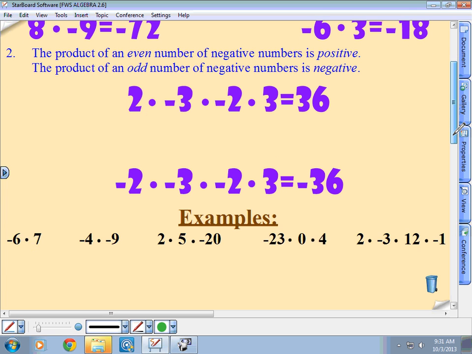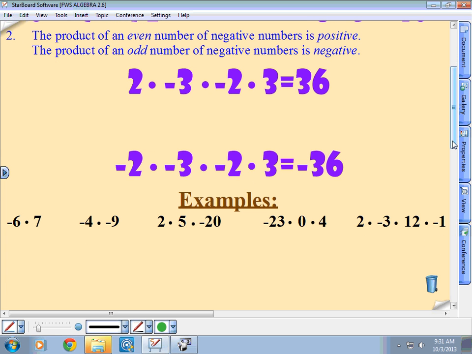Rule number 2 says the product of an even number of negative numbers is positive. Okay, so if I'm multiplying a bunch of different things, it doesn't matter how many. I picked 4, but I could be multiplying 20 different things. If I'm multiplying more than 2 things, a big long line, you just count the negatives.